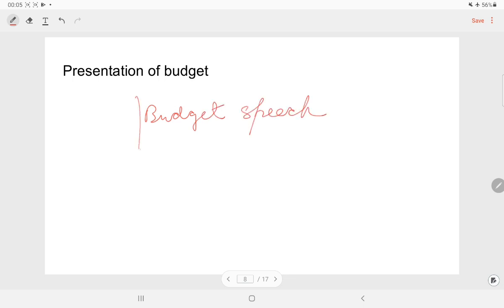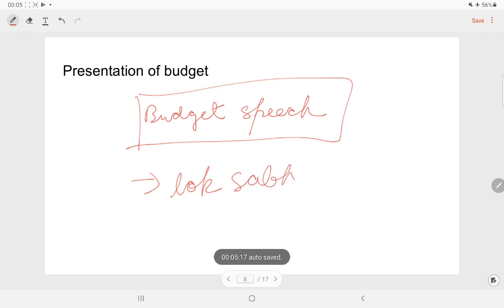Previously it was on March 1st, but there is a reason, and I will discuss why it is shifted to February 1. The budget can only be presented in Lok Sabha, and that too with the prior approval of the President, and it cannot be presented in Rajya Sabha. There is no power to vote on demands for grants. No demand for grant is taken at this moment.